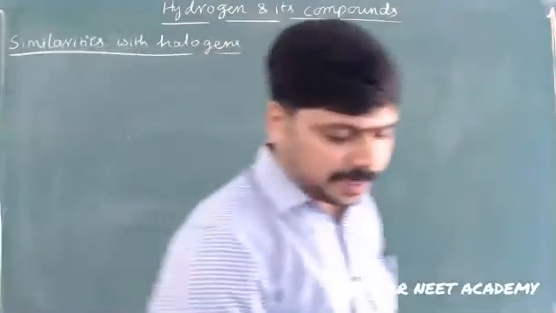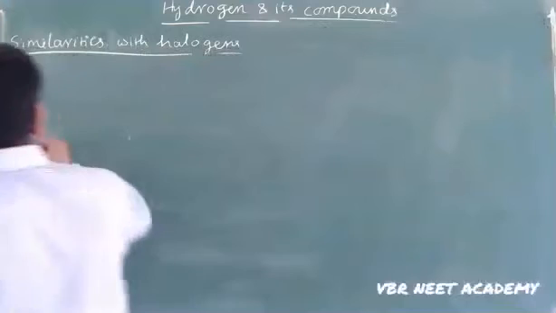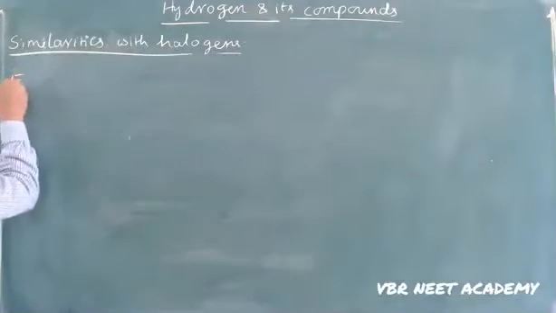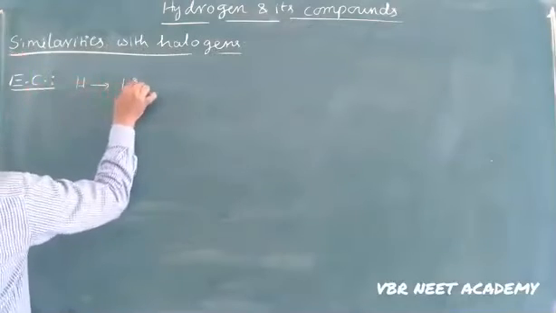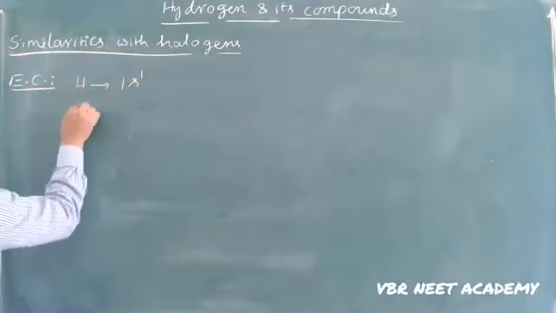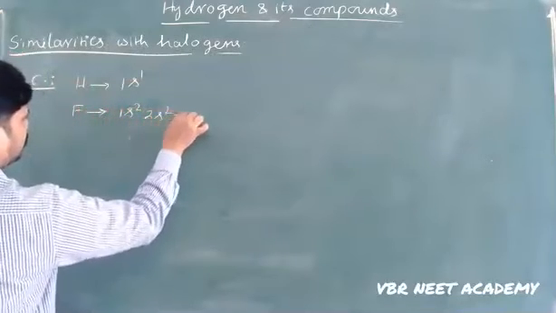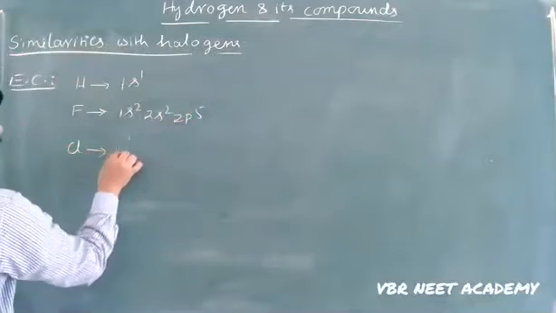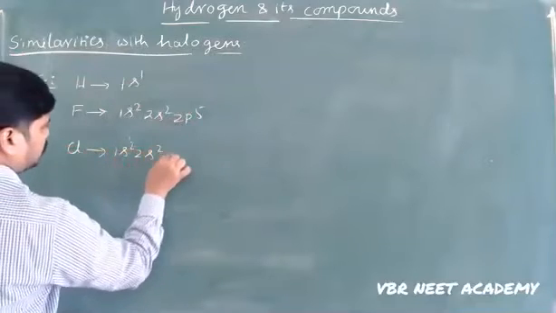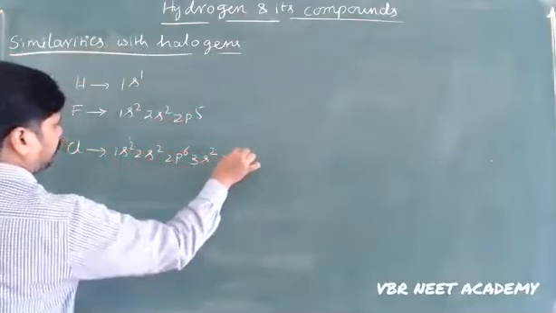So the next one is going to be similarities with halogens. Again, the same thing, electronic configuration. Hydrogen is going to show 1s1, fluorine 1s2, 2s2, 2p5. Chlorine will be showing 1s2, 2s2, 2p6, 3s2, 3p5.